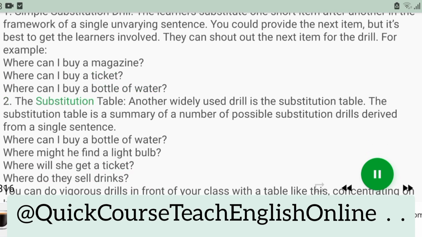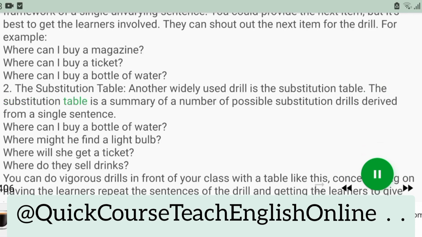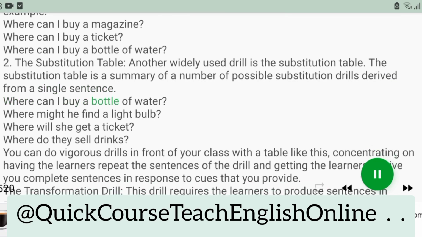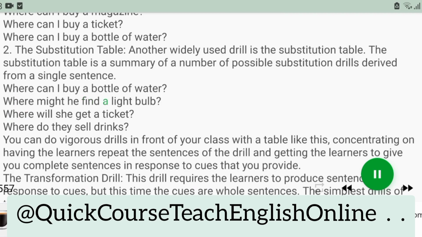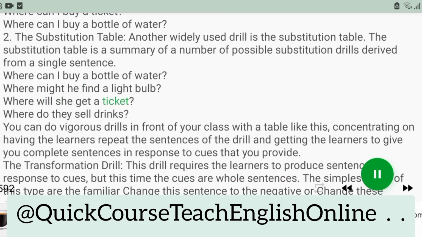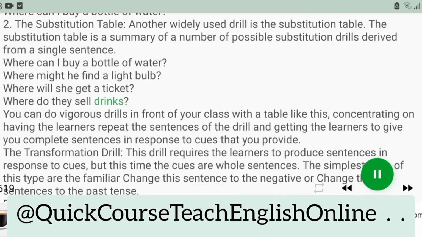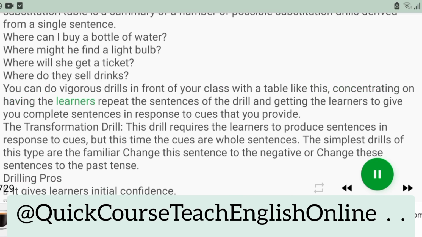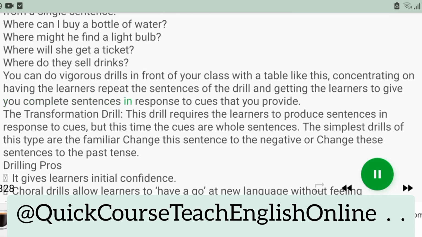2. The substitution table. Another widely used drill is the substitution table. The substitution table is a summary of a number of possible substitution drills derived from a single sentence. Where can I buy a bottle of water? Where might he find a light bulb? Where will she get a ticket? Where did they sell drinks? You can do vigorous drills in front of your class with a table like this, concentrating on having the learners repeat the sentences of the drill and getting the learners to give you complete sentences in response to cues that you provide.